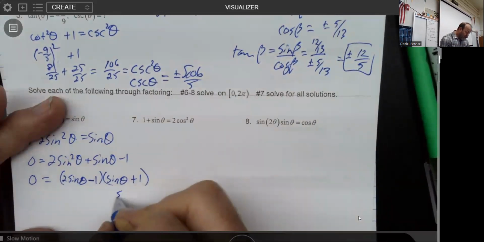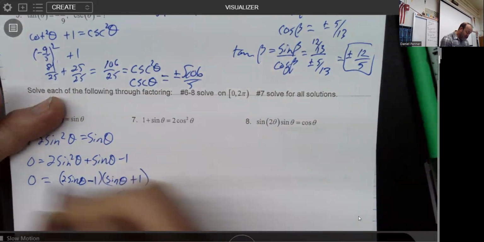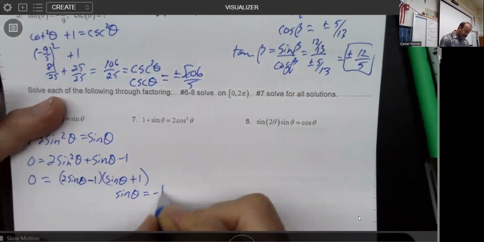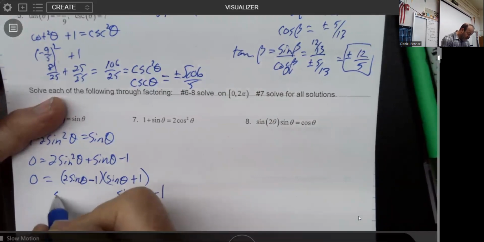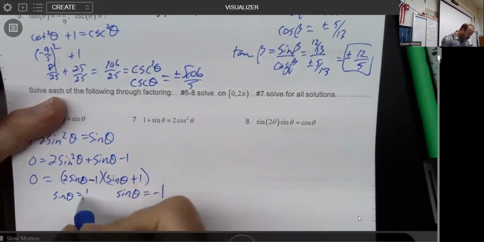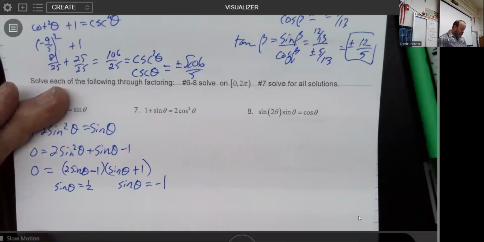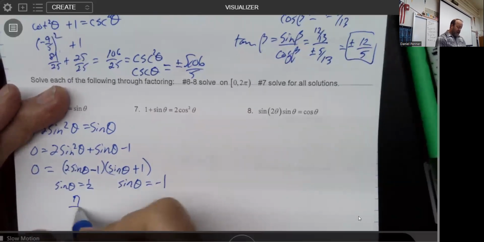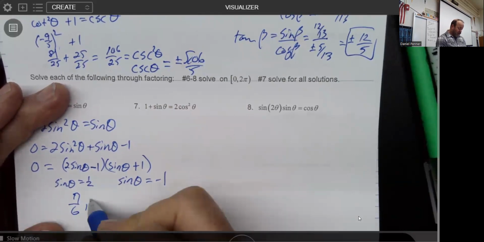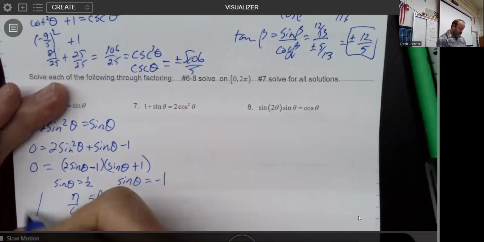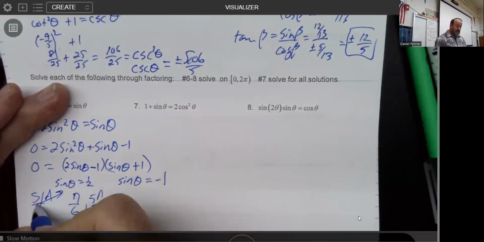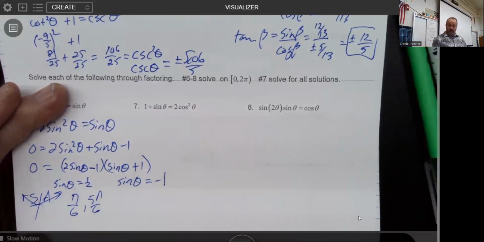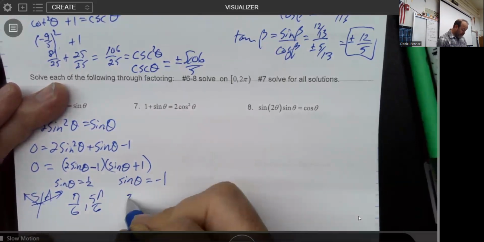So I know that the only way this product can be 0 is if either this piece is 0 or this piece over here is 0. And you want to remember that the sine is going to be a half at pi over 6, but that's also true at 5 pi over 6, because remember the sine is not only positive in quadrant 1, but also in quadrant 2. And the sine will be -1 straight down at 3 pi over 2.